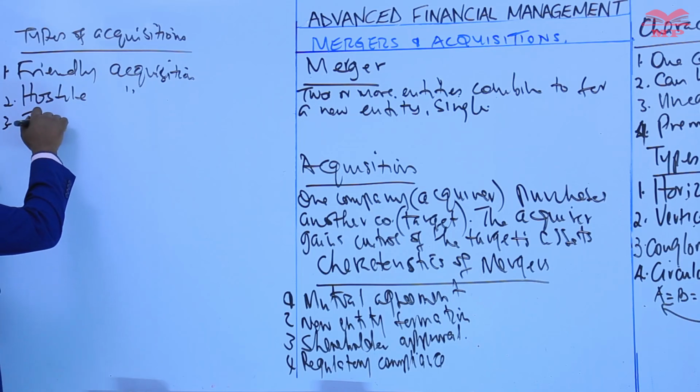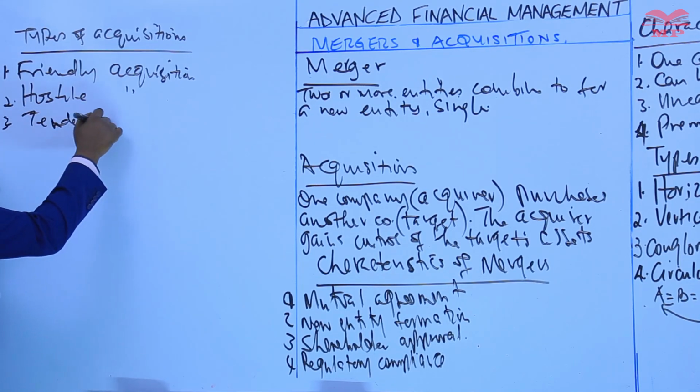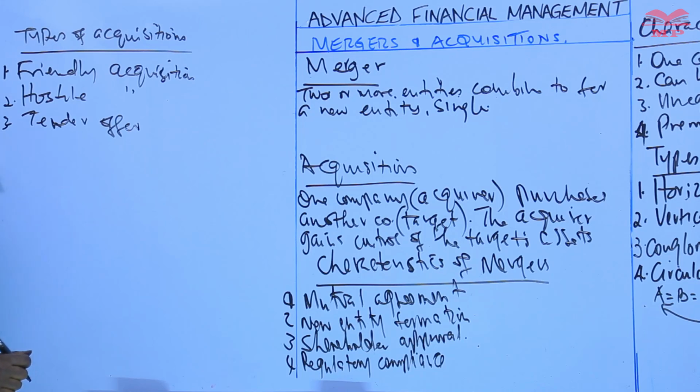Number 3, there is what we call a tender offer. A tender offer is also a type of acquisition. It is a direct offer to shareholders. The acquirer offers to buy shares directly from the target company's shareholders. For example, an acquirer publicly announcing its intention to purchase a certain number of shares in the target company at a specified price.